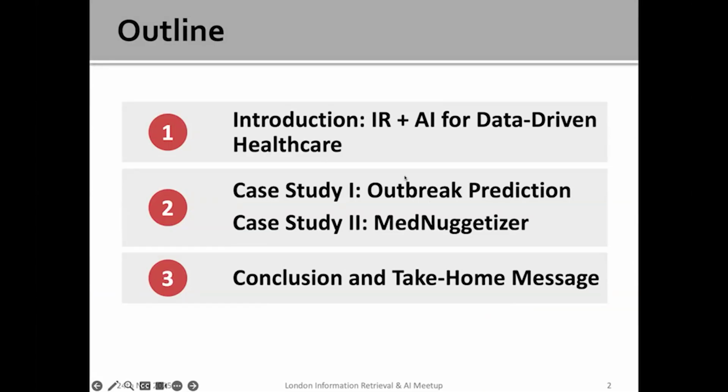And then these are the two projects that are the main part of the talk. First of all, we will look into an approach to how we can predict outbreaks of bacteria in hospitals by using structured data, more traditional machine learning approaches, and then we will look at another case study that is more information retrieval and also on the application of unstructured data, and this is called MetNuggetizer, and we'll go into more detail about that later.